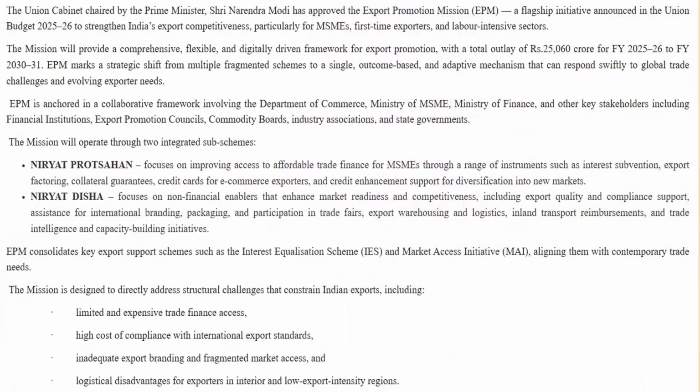So here we have one scheme, the Export Promotion Mission. From the export initiative also, questions are asked in the exam. So here we'll discuss two schemes which I feel may be asked in the exam, so that you can see. It is related to EPM. EPM is Export Promotion Mission.